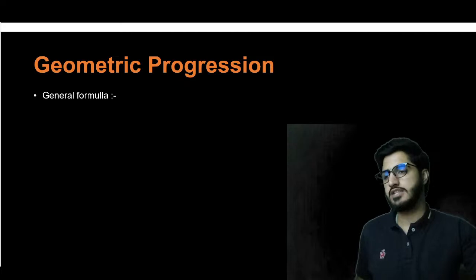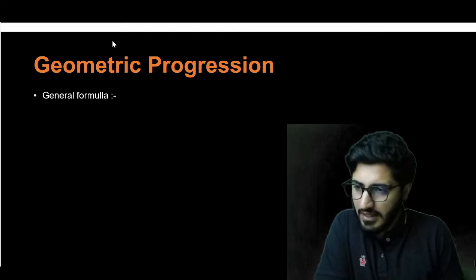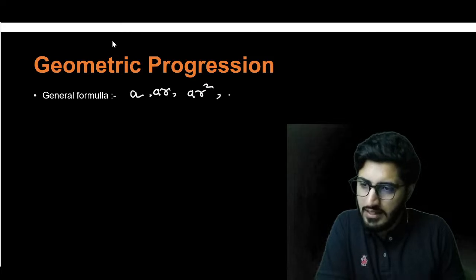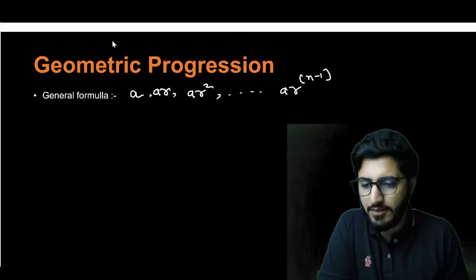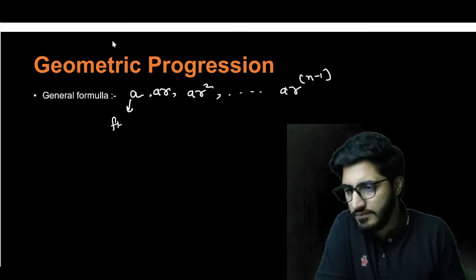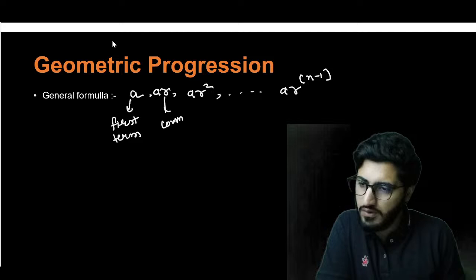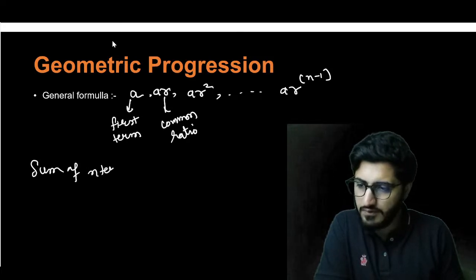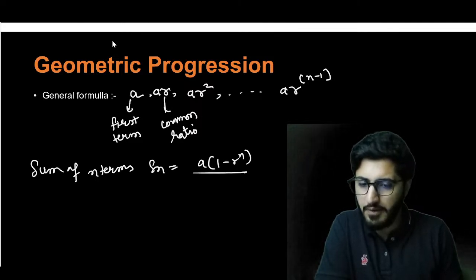Now the second last thing, that is GP, geometric progression. If you have something like this: A, AR, AR squared, and so on up to AR to the n minus 1. A is the first term, and R is the common ratio. Firstly, the sum of n terms, Sn, comes out to be A times 1 minus R to the power n, divided by 1 minus R.